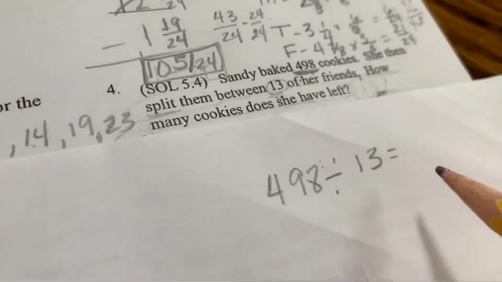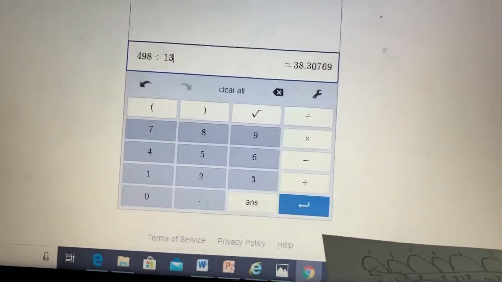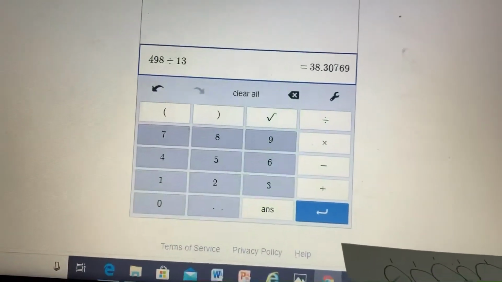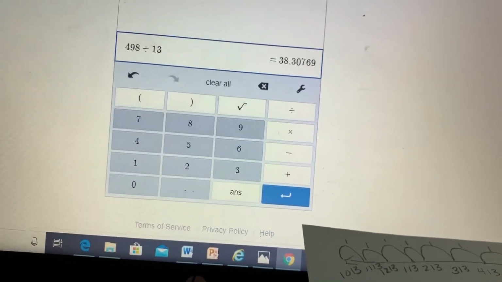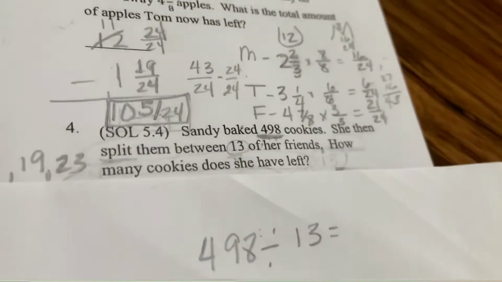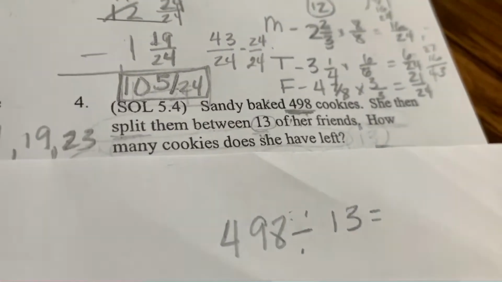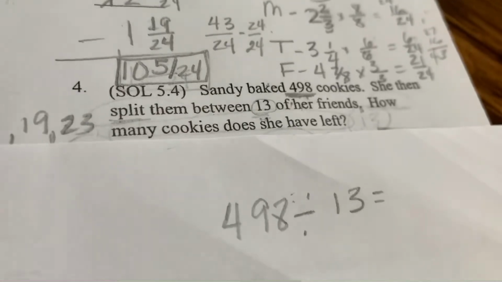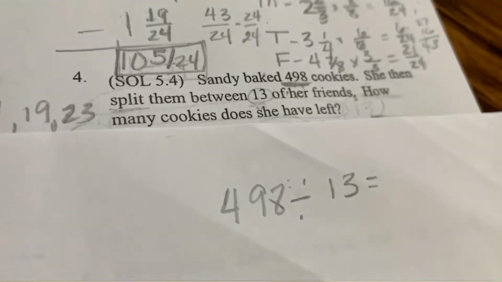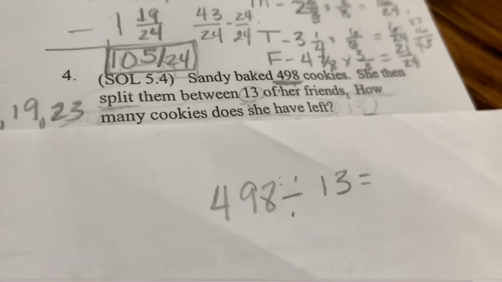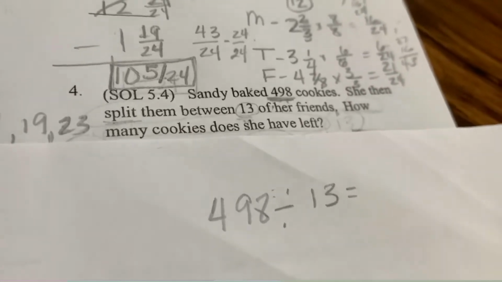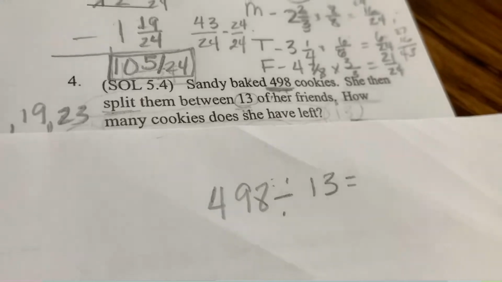And because it's a word problem, you may be thinking I can use a calculator, and that part is true. But when I put it into the calculator, I end up with a decimal. That decimal is my remainder. And it turns out that that is actually what they are looking for. How many cookies does she have left? So in order to figure that out, we're going to have to do it the long way because we cannot say that we have 0.30769 cookies left.